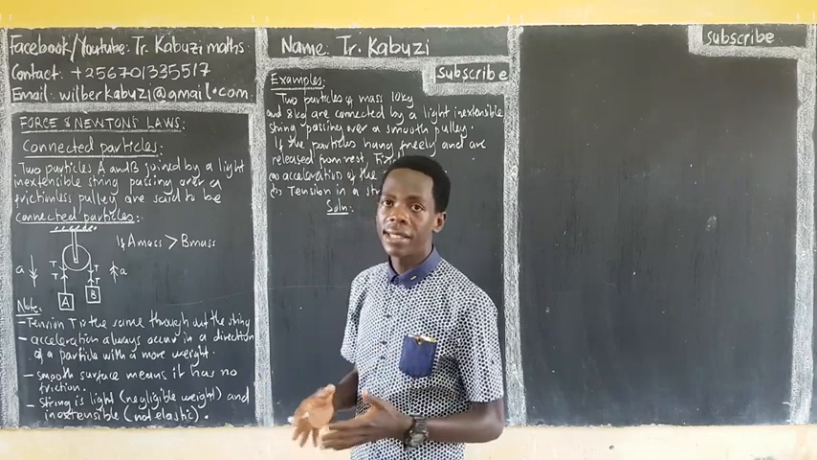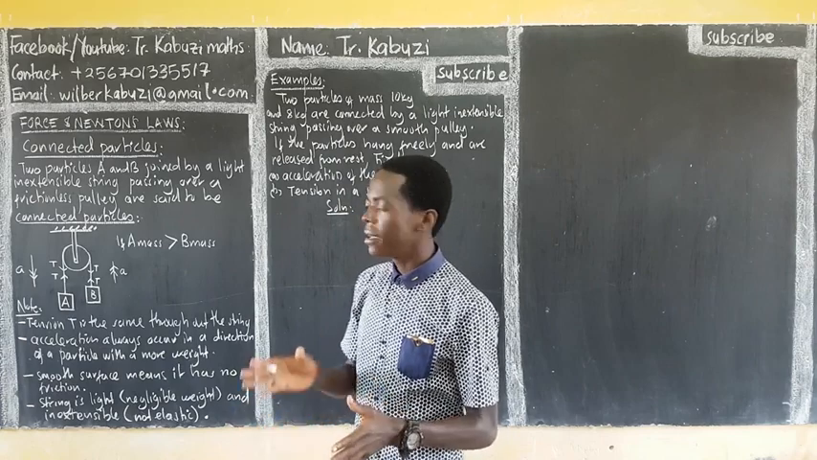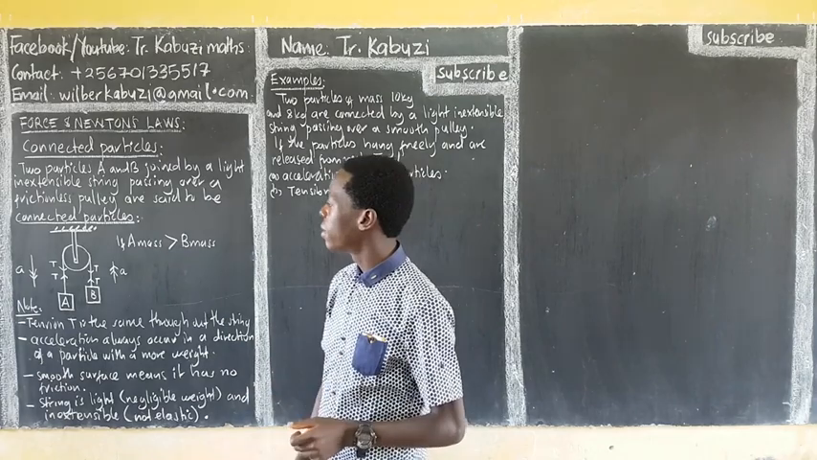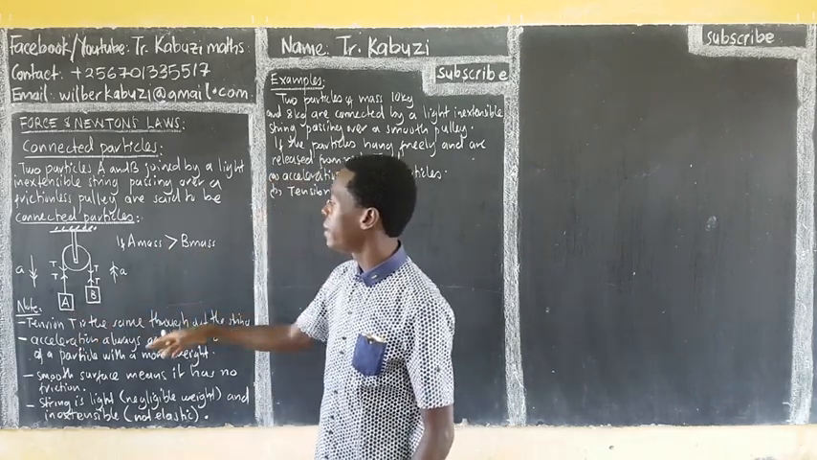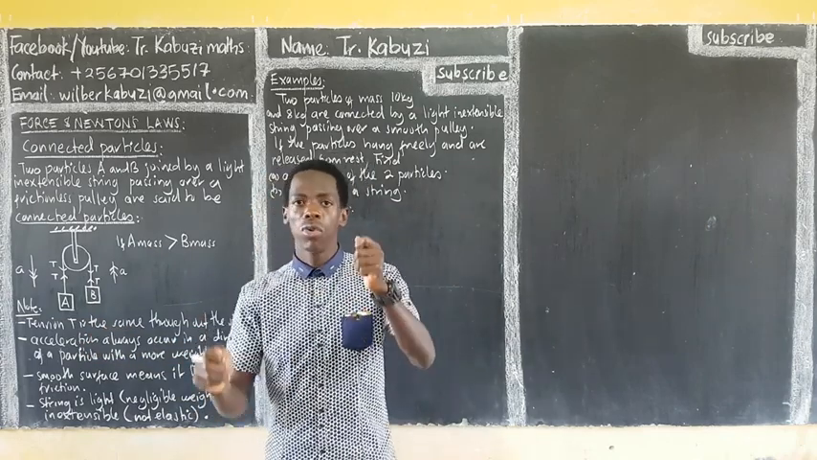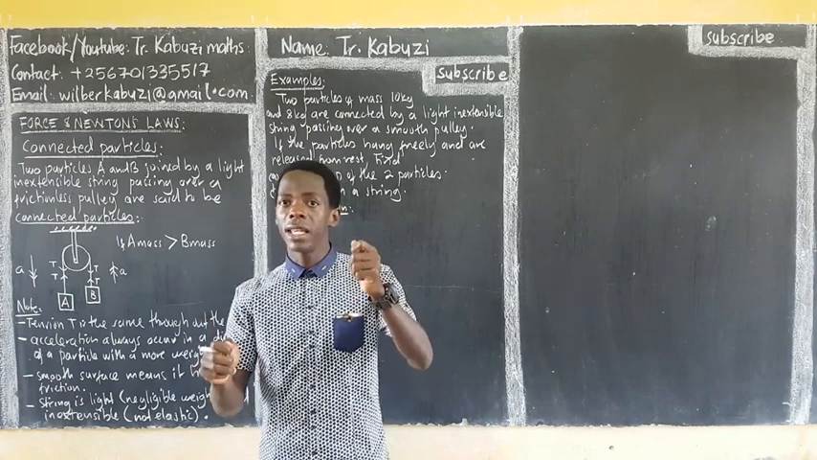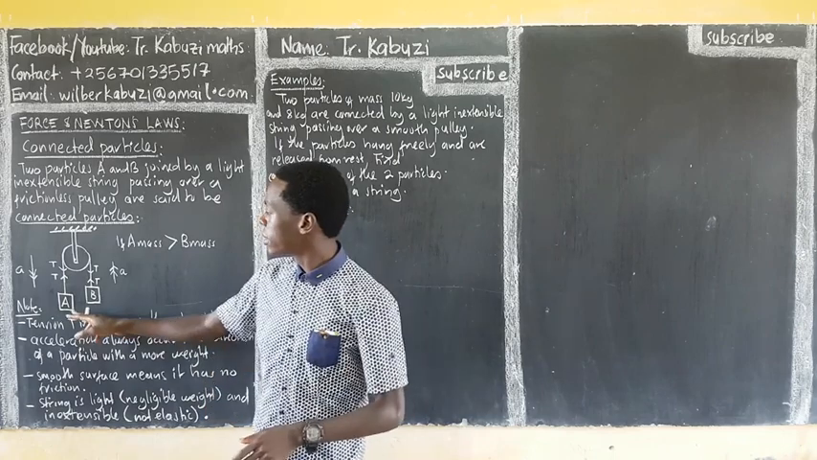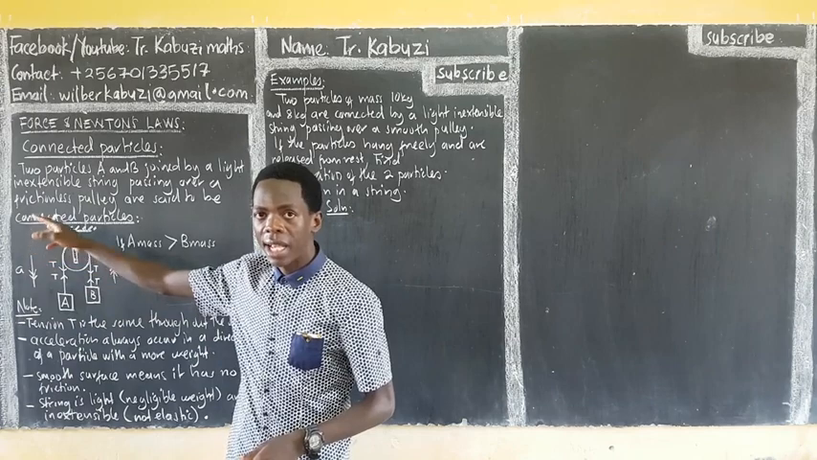If particles A and B weigh the same, there will be no acceleration. If the weight is the same, there will be balance. But if one is heavier than the other, you are going to expect some movement. If mass A is greater than mass B, then A is going to pull because it is heavier, meaning there is going to be an acceleration in this direction.